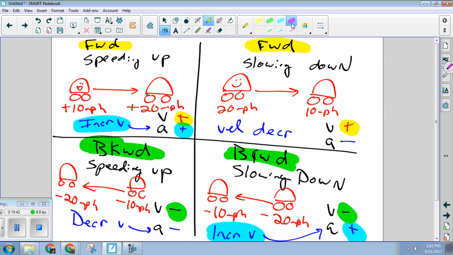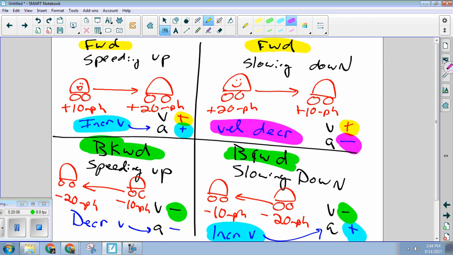All right, so then the only other ones are these guys. In this one, we're moving forward and slowing down, right? 20 miles an hour down to 10 miles an hour. They're both positive because we're moving forward. So your velocity is going from positive 20 to positive 10. That's decreasing velocity, which corresponds to negative acceleration.